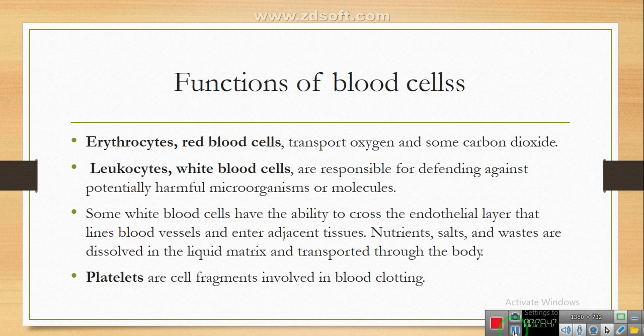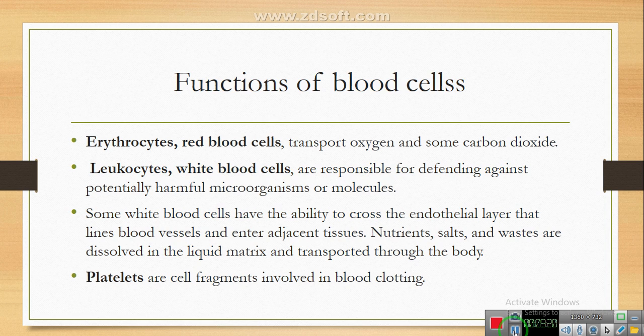And the second type of blood cell is the WBCs or white blood cells, which are also known as the leukocytes. They are responsible for the defense mechanism or for the immune system of the body, and they provide defense to the body from potentially harmful organisms and molecules. And some white blood cells also have the ability to cross the endothelial layer, which lines the blood vessels. And after that they enter the adjacent tissues.